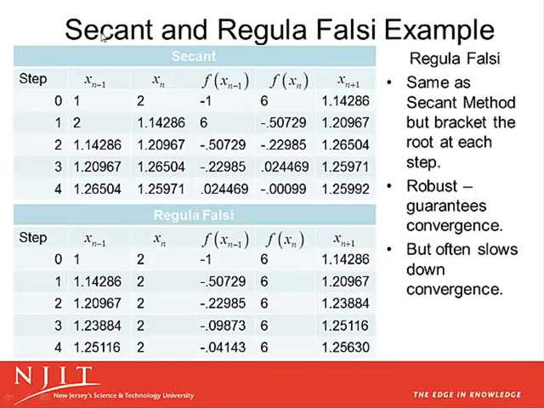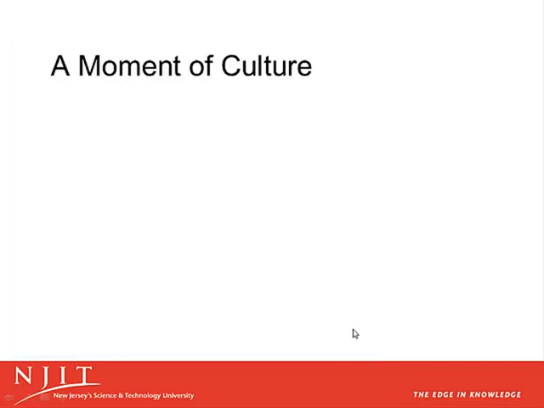We remind everybody that for secant method the value here at the fourth step was right to all the digits shown, and we see that we have 3 digits that are not correct with the same number of steps with regula falsi. So it is slower, but it does guarantee convergence.